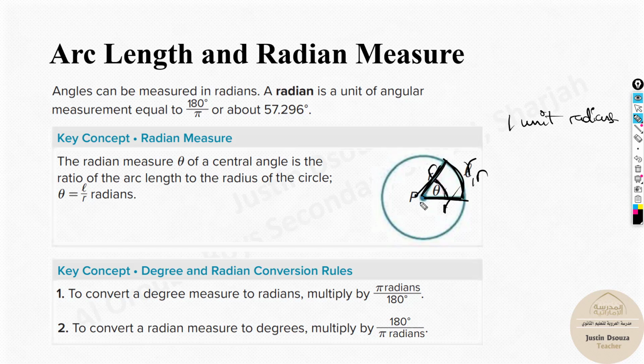Now in terms of degrees, that corresponds to 57.296 degrees. Now why this is useful is, we are getting it in terms of a length. See, we have measured this arc as a length, not as an angle.